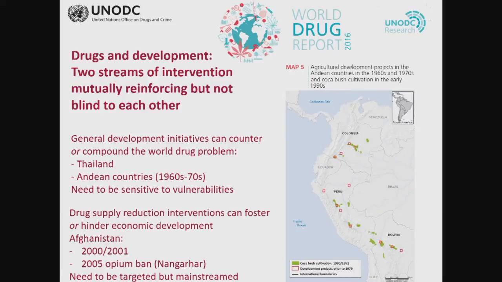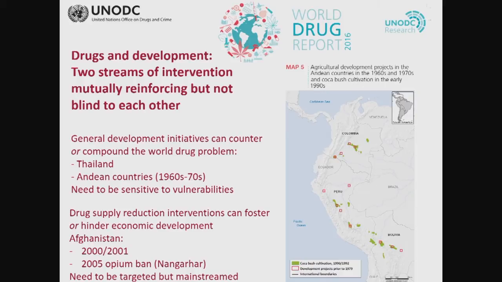Now, to look at drug policy and the impact that drug policy may have on development, I try to just look at one situation, which is the illicit cultivation of drugs. The map that you see there is of the Andean countries, and the red blocks are where in the 60s and 70s there were rural development programs. And the green is where there has been cultivation 20 years later. And you can see that there is a high correlation.